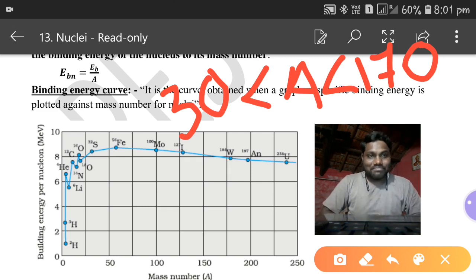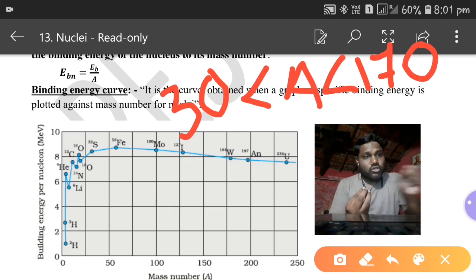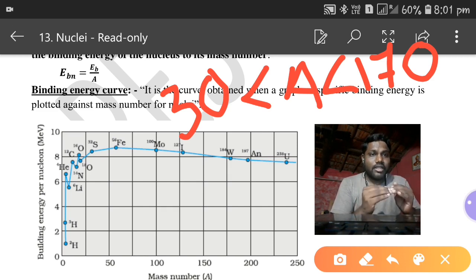Just as iron is more stable, the neighboring elements with mass number greater than 30 and less than 170 all have binding energy per nucleon nearly equal to 8.75, which is the specific binding energy of iron. Therefore, these elements are also as stable as iron.